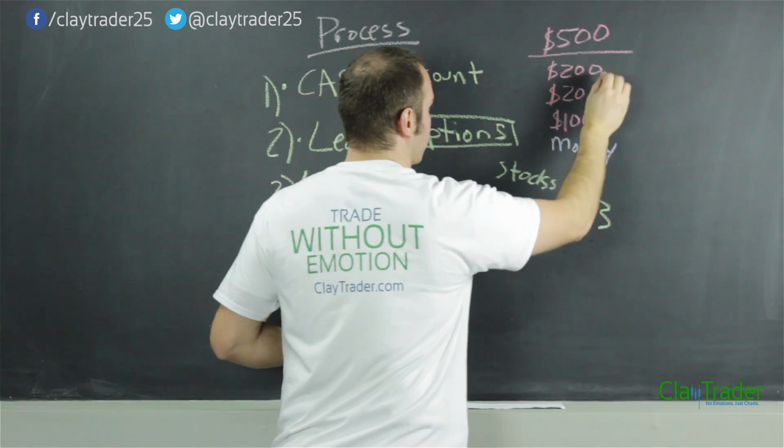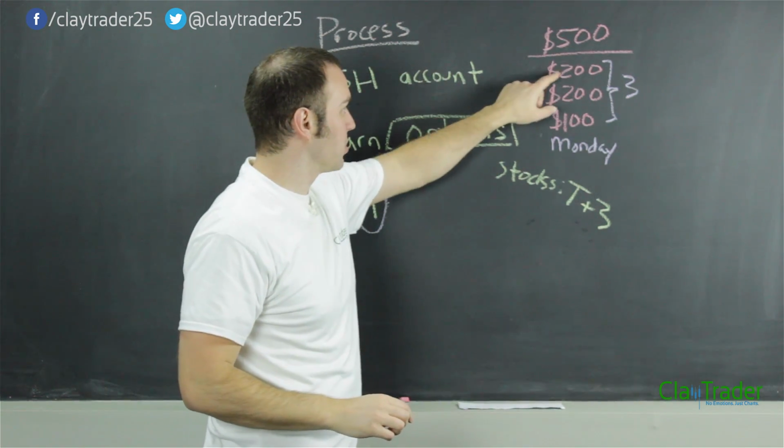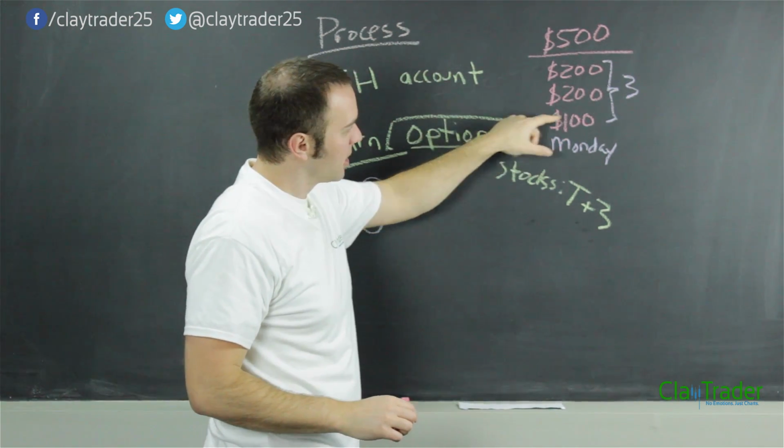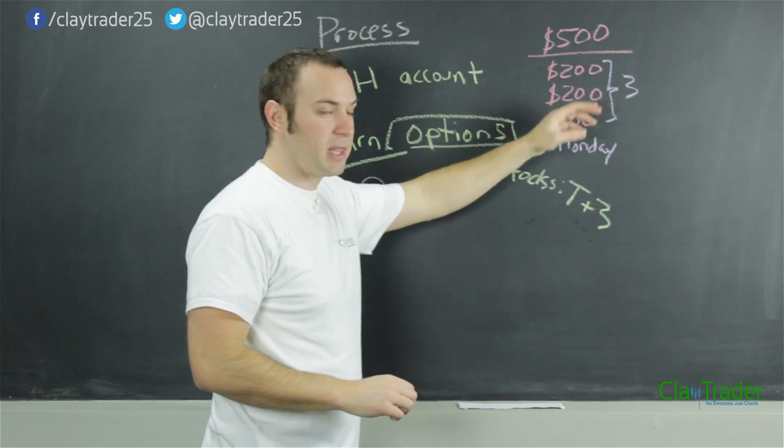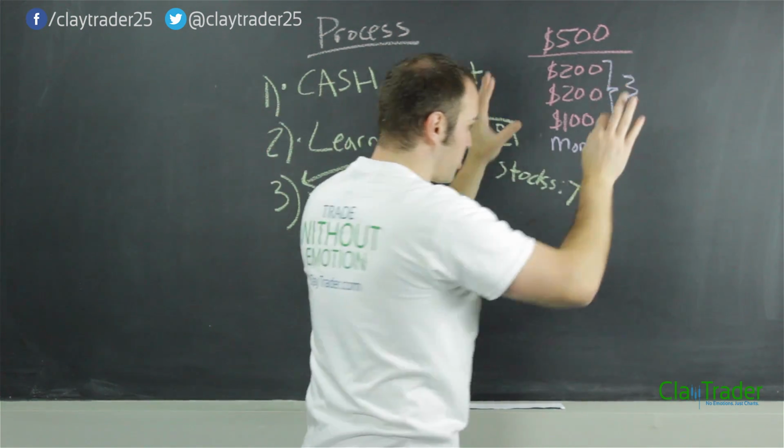You have 3 trades here, right? And they can all be day trades. So you buy and sell an option with 200, you buy and sell an option with 200, you buy and sell an option with 100. Right, there's 3 trades. So you would be done at this point. So Monday, you're all done.